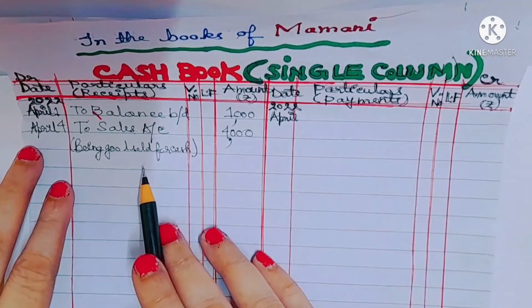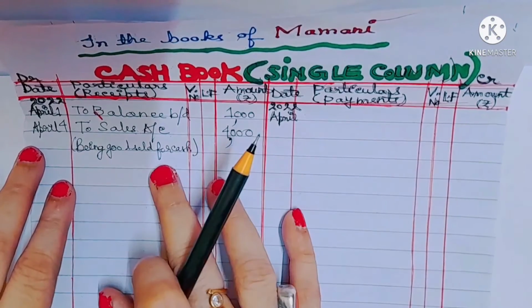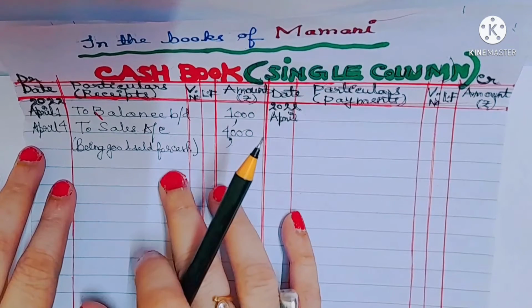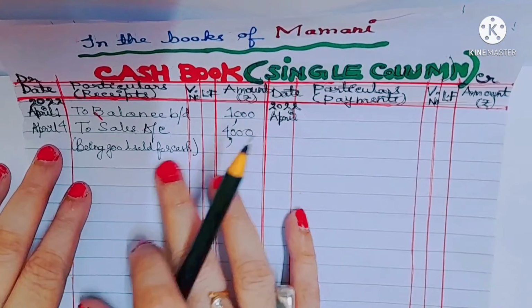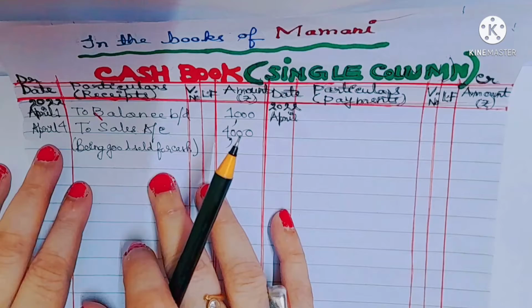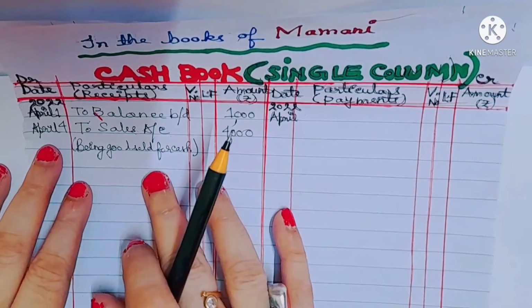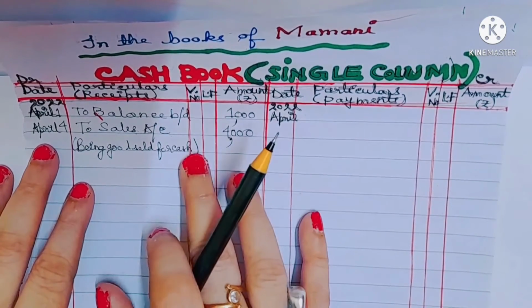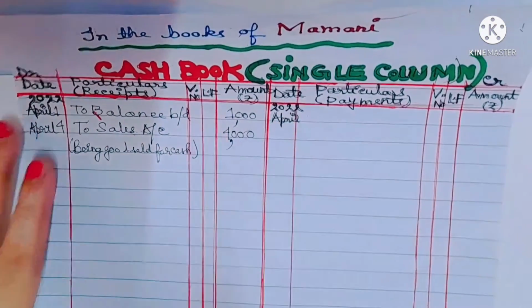Always we have to write narration after every entry. This is necessary because the cash book serves the purpose of a book of original entry or journal, because we are writing transactions straight away in the cash book. I know many people don't write narration, but writing narration is a must in the exam, otherwise marks will be deducted. Okay, so let's see the next transaction.